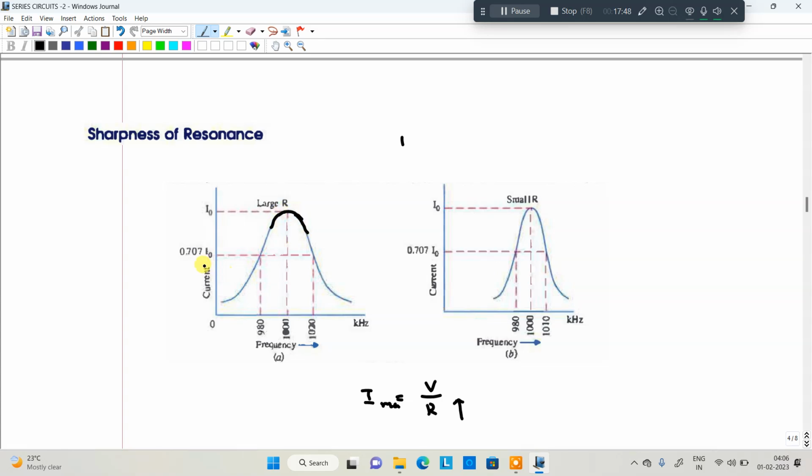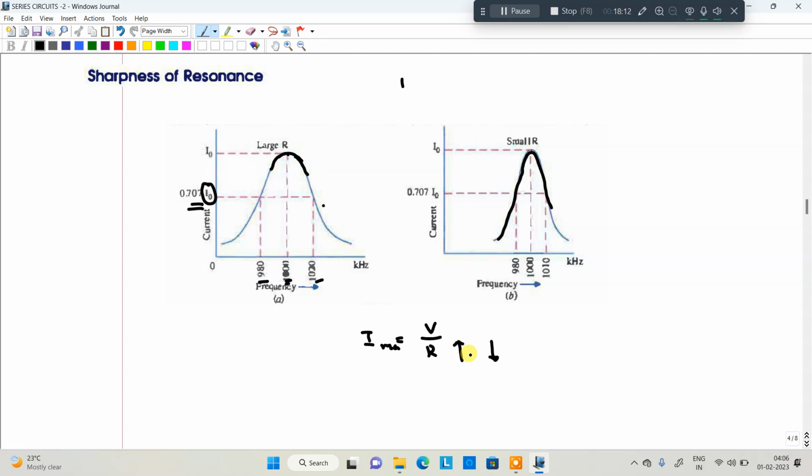Flat end. This is the resonance frequency F0, and this is the upper and lower cutoff frequencies, 980 and 1020. The same thing, what will happen if the resistance is very small? This is the curve we will get. So the sharpness of the curve depends upon the resistance, as we already discussed.